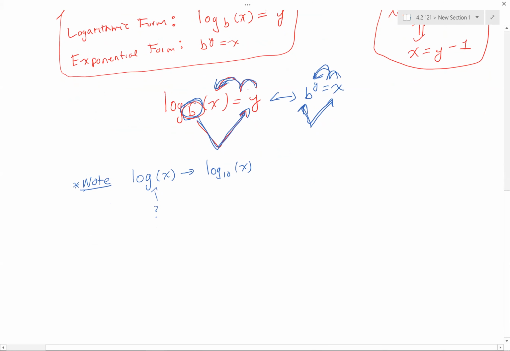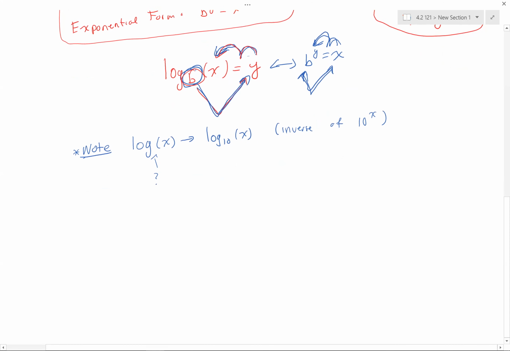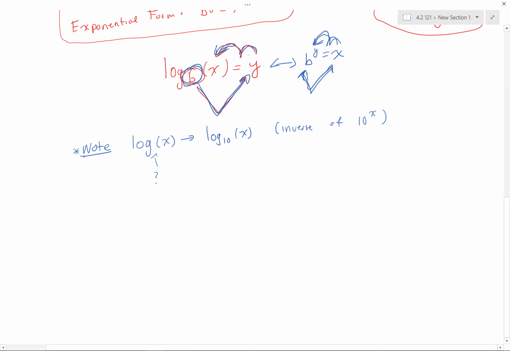It's the inverse of 10 to the x. Remember, log base b of x is the inverse of b to the x. So if you just have log of x, it's the inverse of 10 to the x. That's an important function because we often think in powers of 10, right? 1,000 is 10 to the third power. 1,000,000 is 10 to the sixth power. That's just our daily life base there.